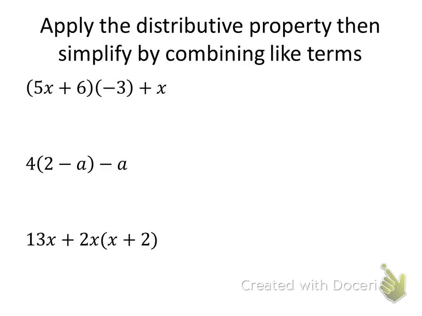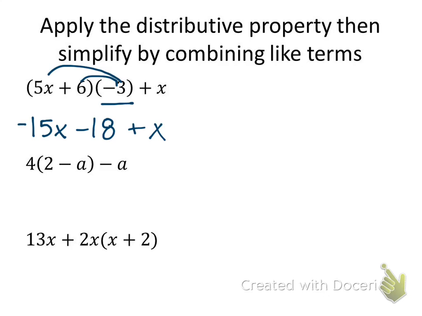5 times negative 3. Okay, so we're going to take this negative 3 and we are going to distribute it. Are we just going to distribute it to 5x? Also to the 6. Very good. Remember, distributive property says whatever I do to one term, I've got to do to every term in the parentheses. So negative 3 times 5x is negative 15x. What's negative 3 times 6? Negative 18. Then on the end, I just tack along my plus x.